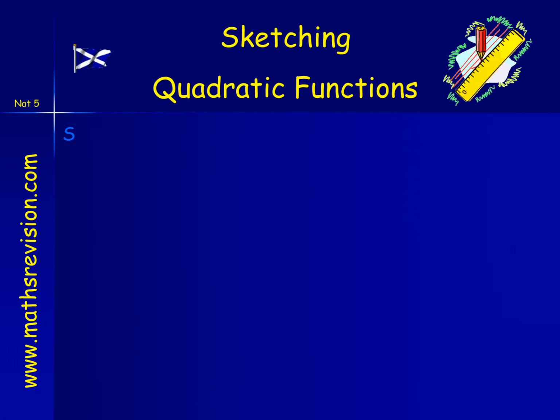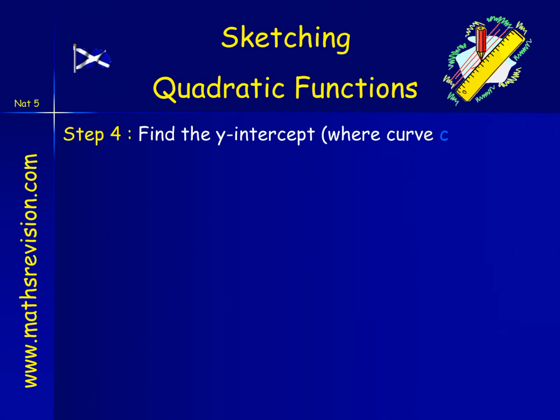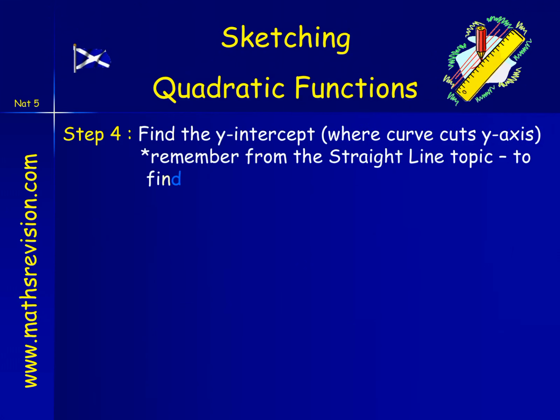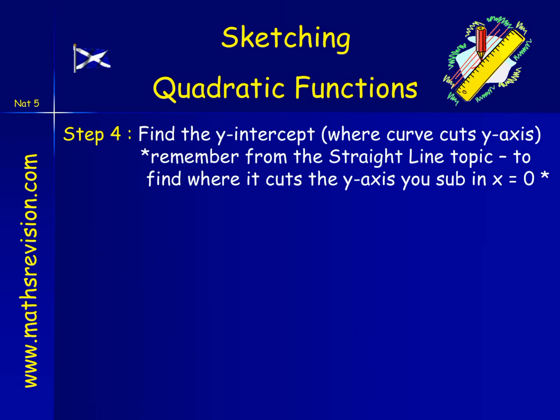Right, let's have a wee look. Step 4, we're now going to find the y-intercept. We've done this before in the straight line topic. We did mention this as well. You could be asked, where does the line cut the y-axis? Where does the trig graph cut the y-axis? Where does the parabola cut the y-axis? Anytime you're asked to find where it cuts the y-axis, you do the same thing.